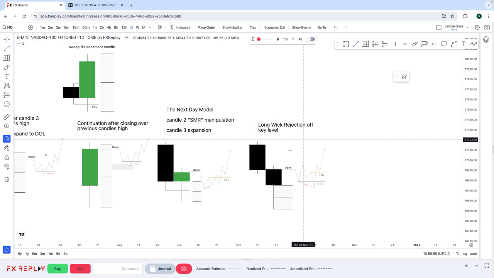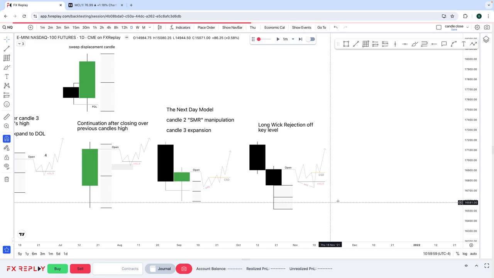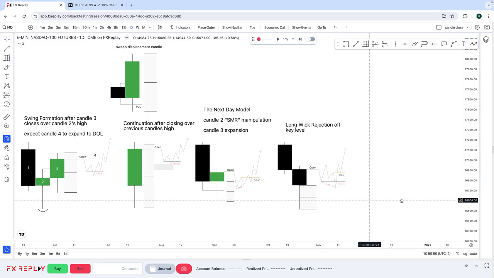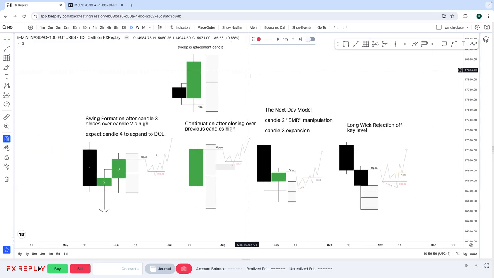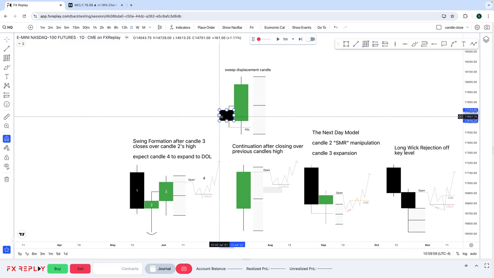And it can close like this. It doesn't matter, right? It can close under the previous day's low. Doesn't matter. But we're looking for price to reject off of this wick. And this one actually happens quite a bit, right? And this one, I like this one as well. It's when we take out a candle's low. This could be a fair value gap too. I could show some examples of that.